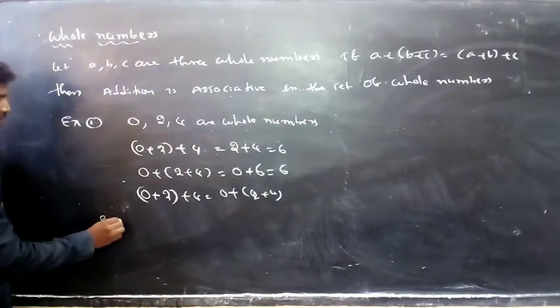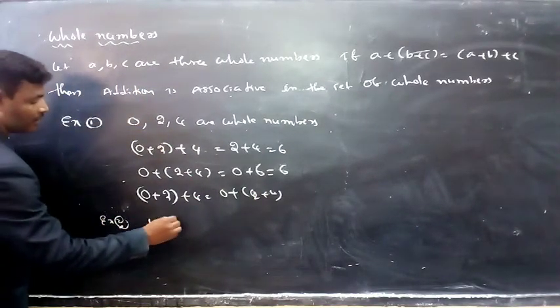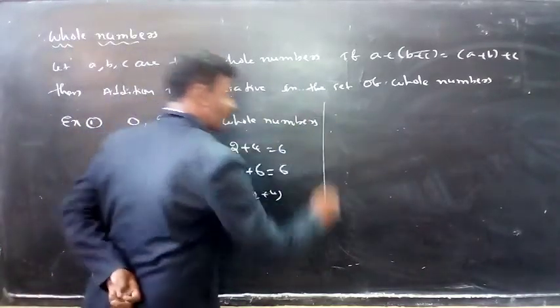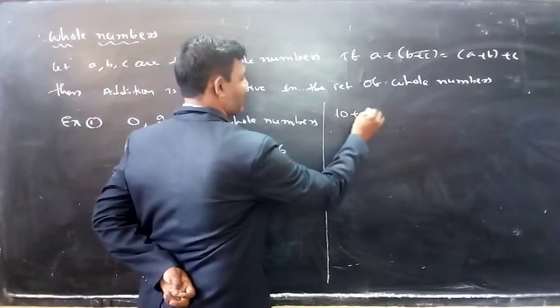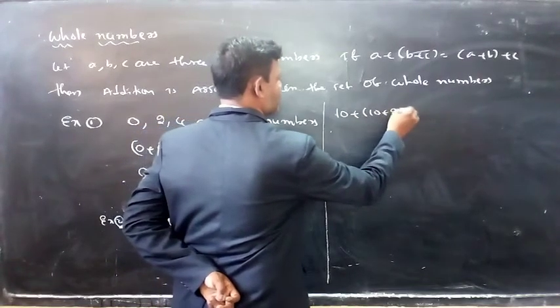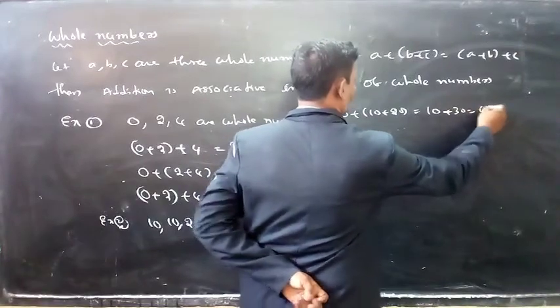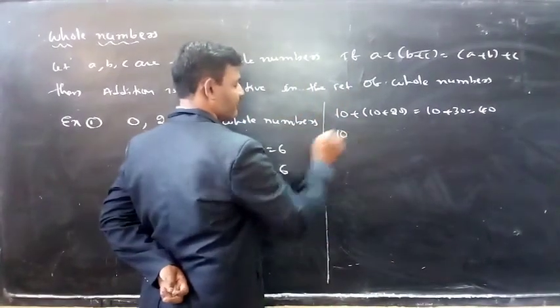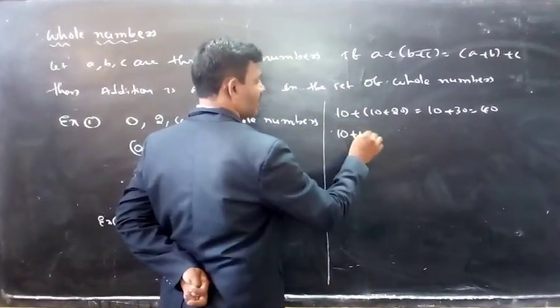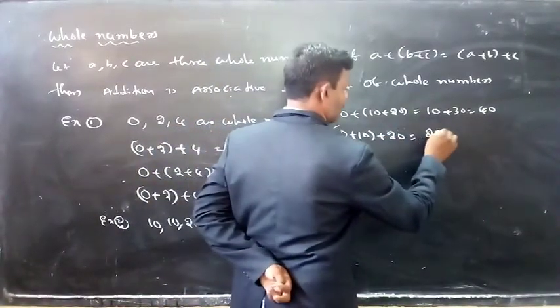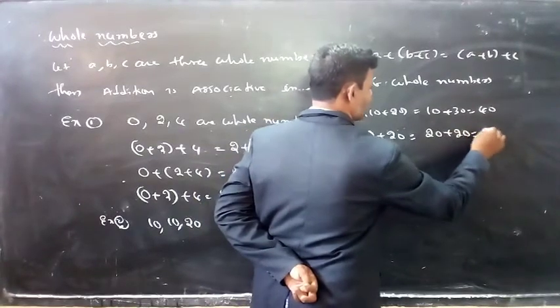Next example 2. Here 10, 10, 20. Then what do we get? (10 plus 10) plus 20 is equal to 20 plus 20 is equal to 40. Similarly, 10 plus (10 plus 20) is equal to 10 plus 30 is equal to 40.